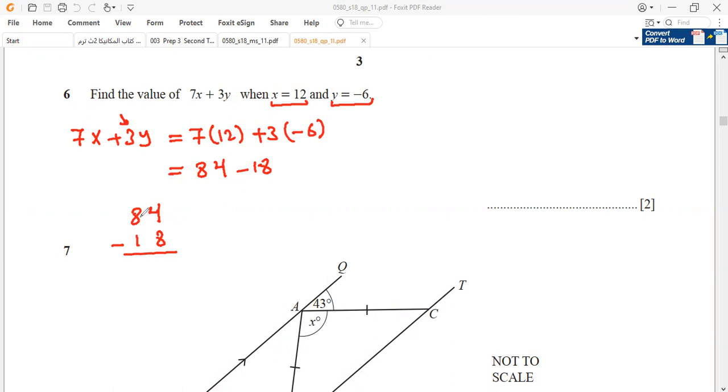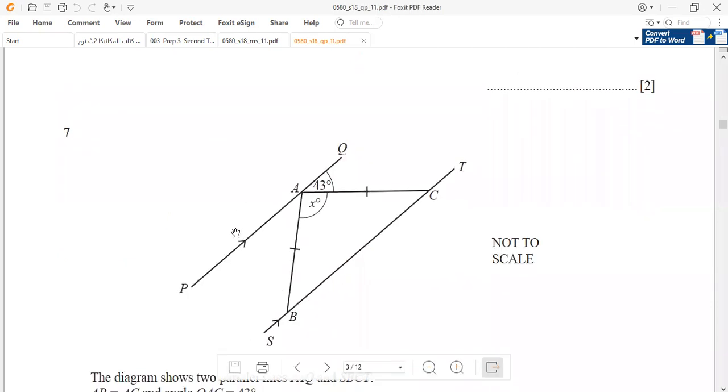4 minus 8 cannot be done. Take 1 from 8, so 8 will be 7. 4 will be 14. 14 minus 8 is 6. And 7 minus 1 is 6. So the answer will be 66.